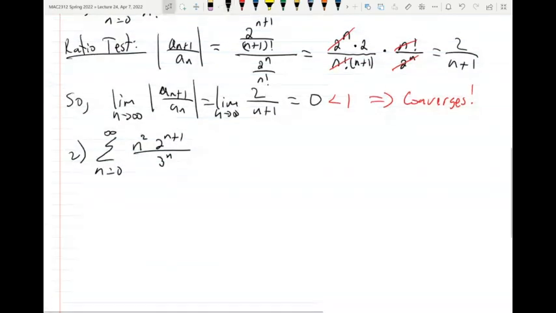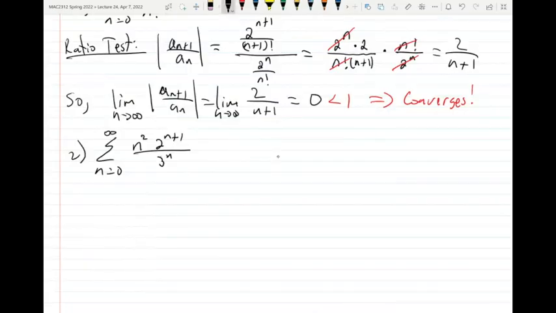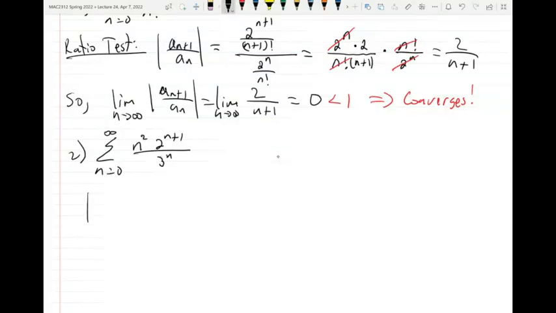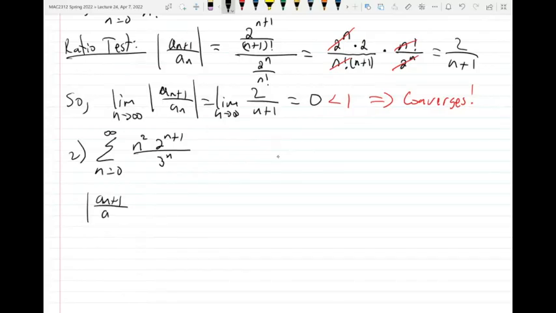The 3 to the n. So again, I'm going to use the ratio test. So I'm going to look at the absolute value of a_(n+1) over a_n. I don't need the absolute value because everything is positive here. So I'm going to do a_(n+1). That's (n+1) squared times 2 to the n+2. Do you understand it's to the n+2? Because it's n+1, right? Over 3 to the n+1.